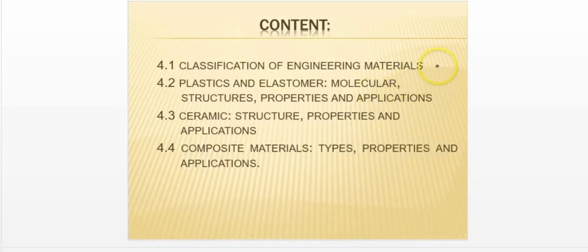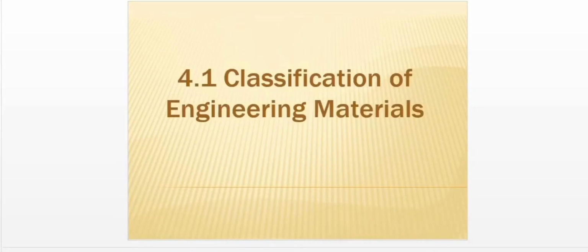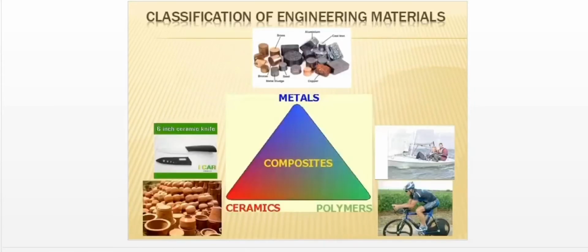First we go straight into the content, which is 4.1 classification of engineering materials, 4.2 plastic and elastomer, 4.3 ceramic structure, properties and application, and the last one, which is composite materials. Right, so these are the main subchapters in chapter 4. For this video we go straight into 4.1, classification of engineering materials.